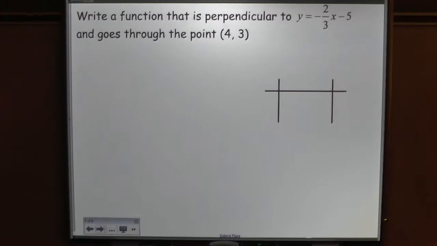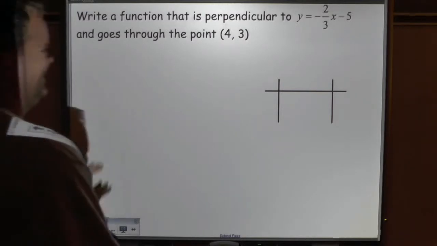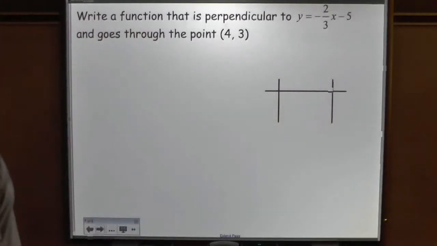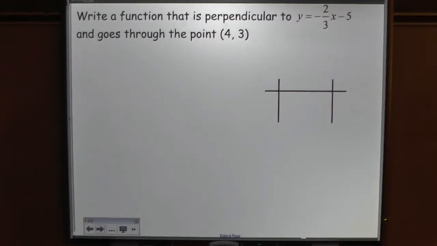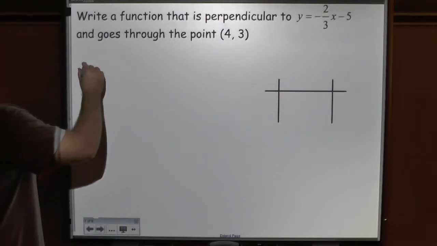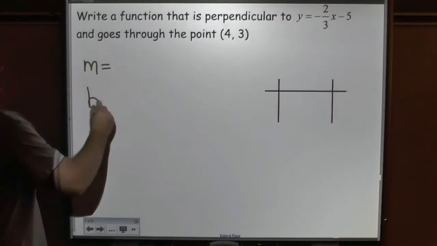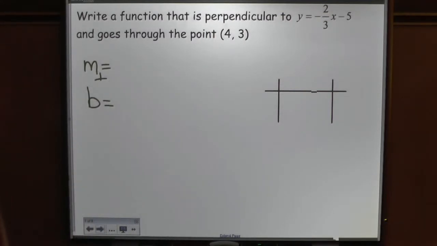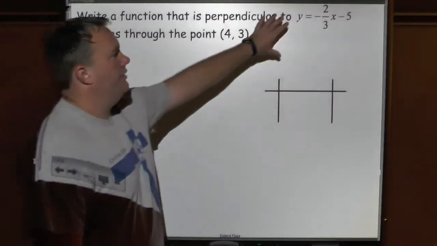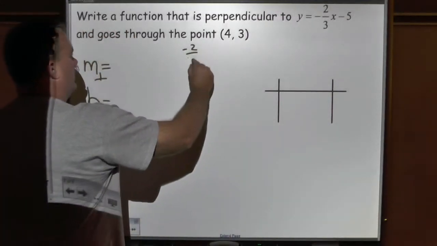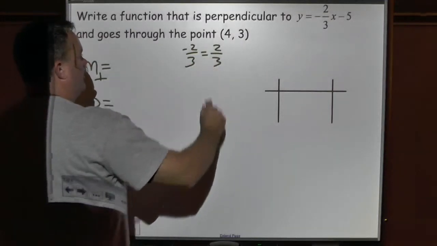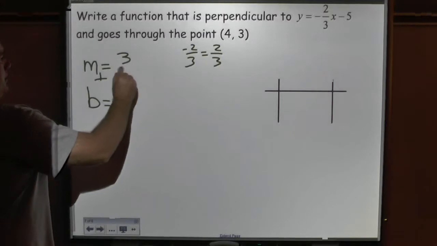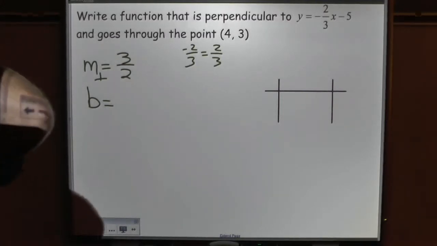So again, same idea. Except now, you're not given a graph. Now you have to find this, and I gave you a hint. So, first step, write a function that is perpendicular to y equals negative 2/3 x minus 5. It goes through the point 4, 3. Again, you need to find the slope and the y-intercept of the new line. The slope of the new line is going to be perpendicular to negative 2/3. Let's think about that. The opposite would be 2/3. The reciprocal of that is 3 over 2. So you've got the slope.